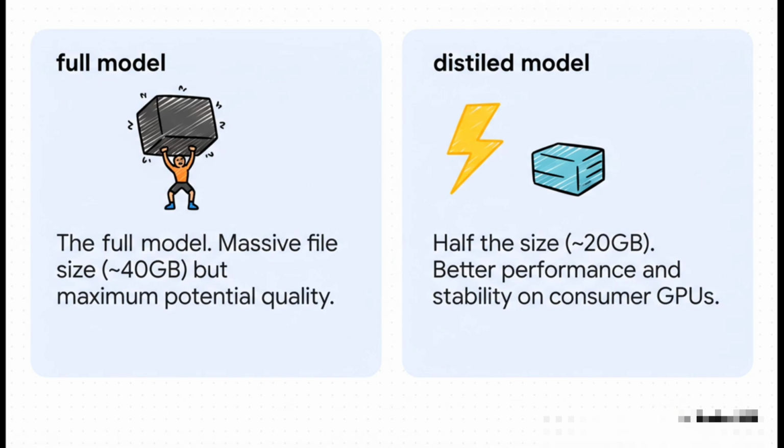Now once it's installed, you've got a really important choice to make. You can get the full default model, which is a monster, we're talking like 40 gigabytes, or you can get the distilled version, which is about half that size. For pretty much everyone watching this on a normal gaming PC, the distilled model is the way to go. Trust me. The quality is almost identical, but it's way faster and much more stable.